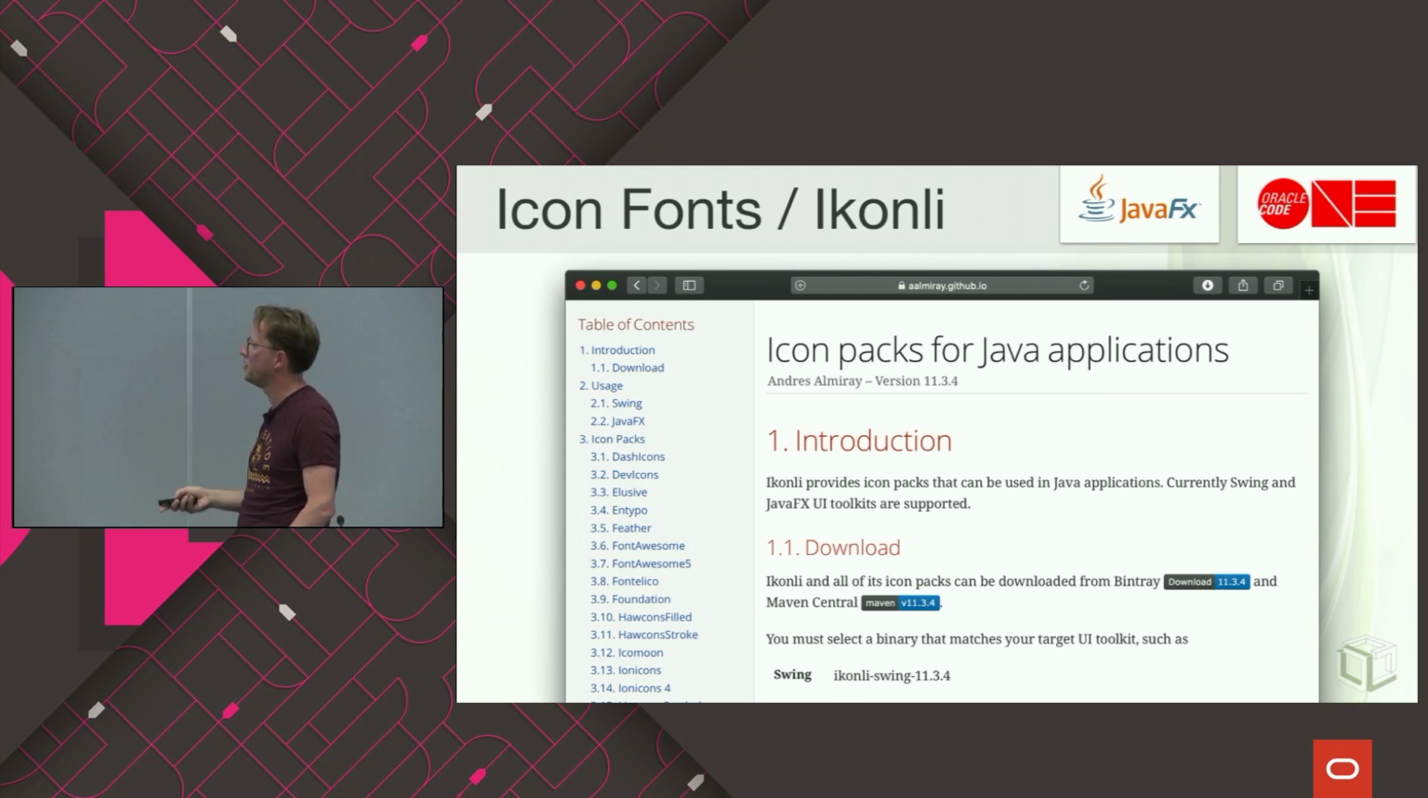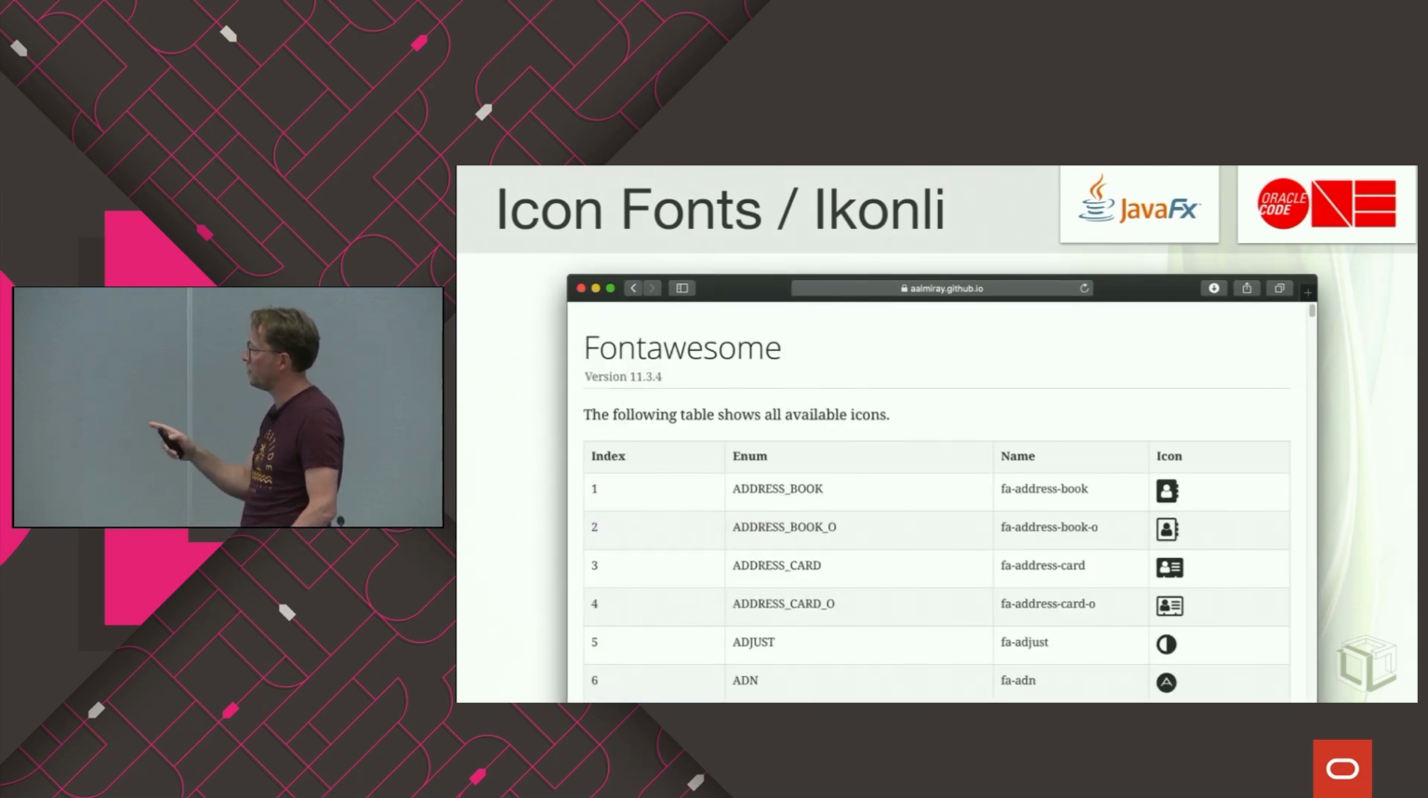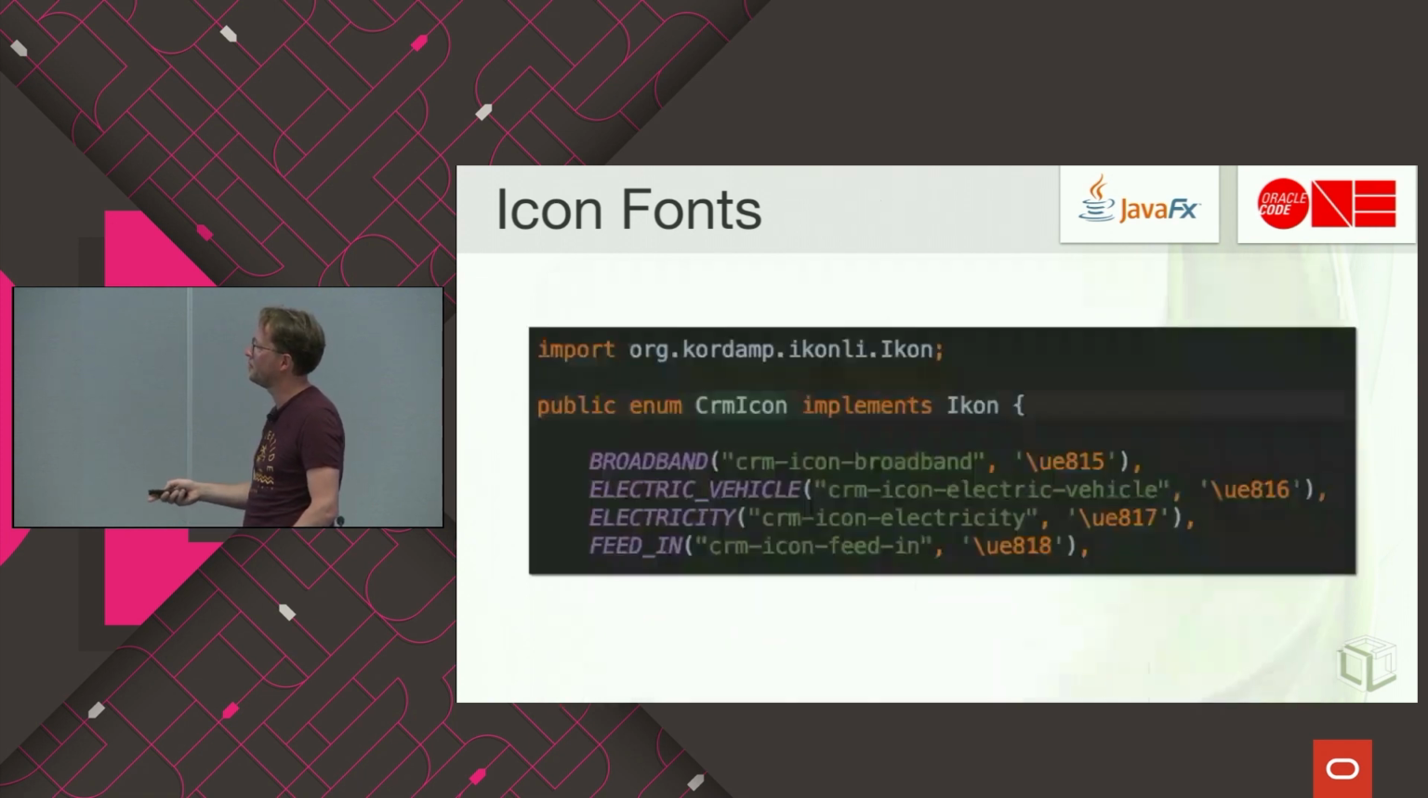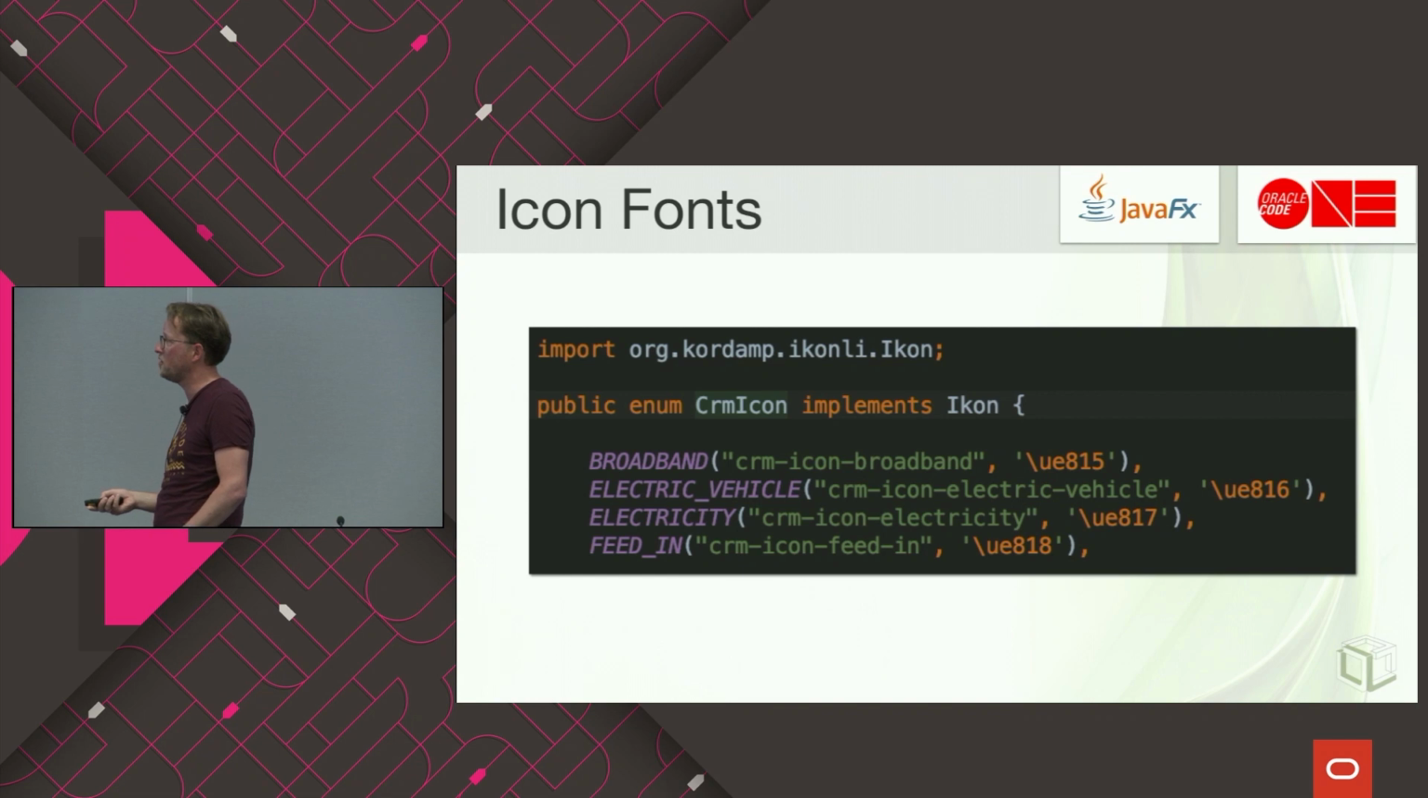Each one has its own artifact. All right. So also on the website, you will find cheat sheets for each one of the fonts. Okay, now if you want to add it to your code base, what you need to do is implement the icon interface. So in our system, we have an enum called CRM icon, and you list all the icons as an enum value, and you pass in the name of the icon and the Unicode. That's one class that you need to implement.